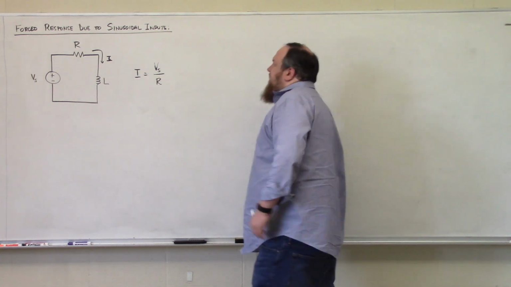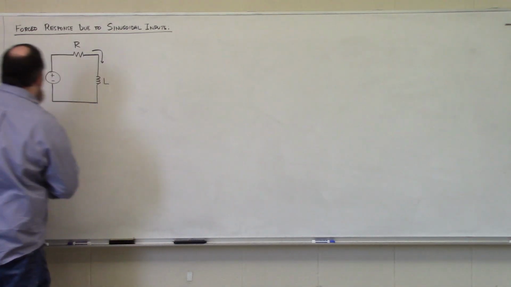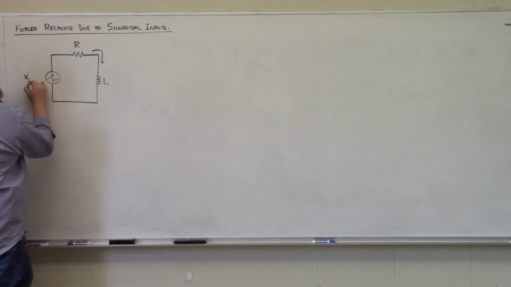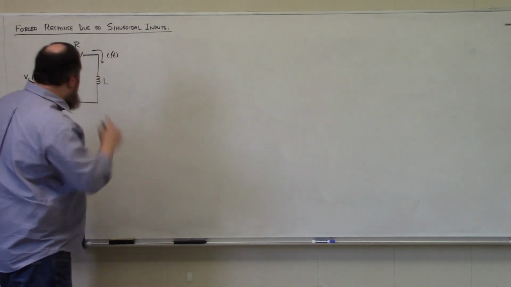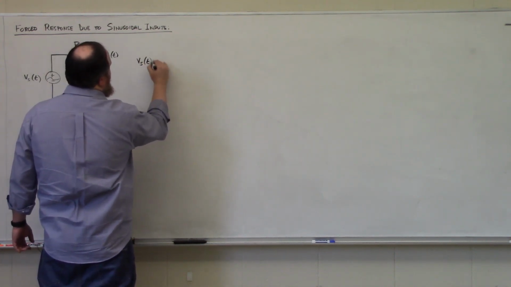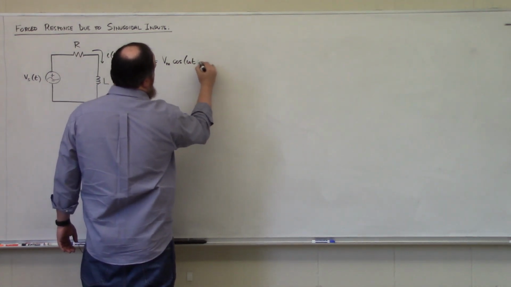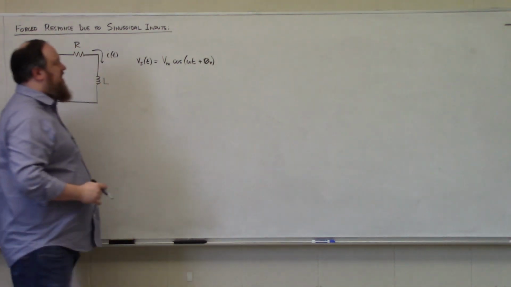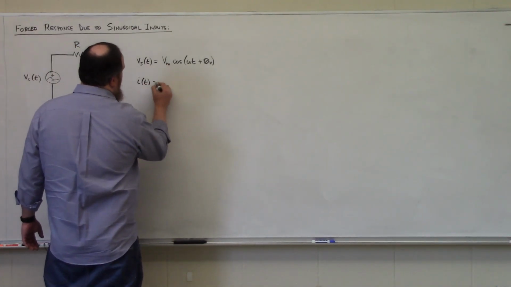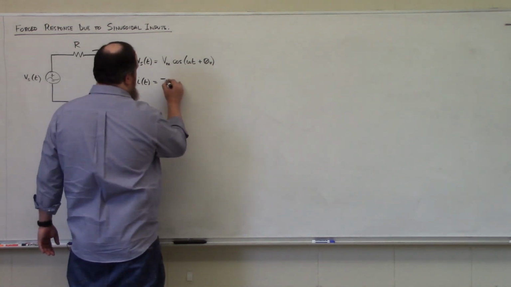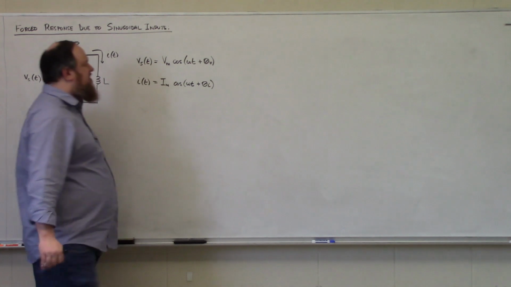Well, we're going to see that if we instead sinusoidally excite a circuit, so let's say that we put in Vs of t, and we're trying to determine I of t, that if Vs of t is of the form Vm cosine omega t plus some phase angle theta v, a simple sinusoidal excitation voltage, we should observe that our current I of t will be of the form Im cosine omega t plus some phase angle theta I.